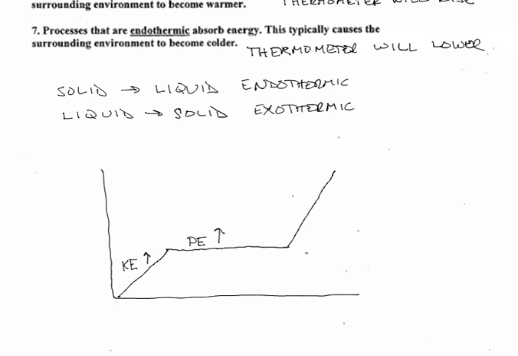In the liquid phase, the temperature goes up, so the kinetic energy goes up. When it boils, again, energy is absorbed to break apart the attractive forces, so the potential energy increases. And then as a gas, the temperature will continue to rise, and the kinetic energy will increase.